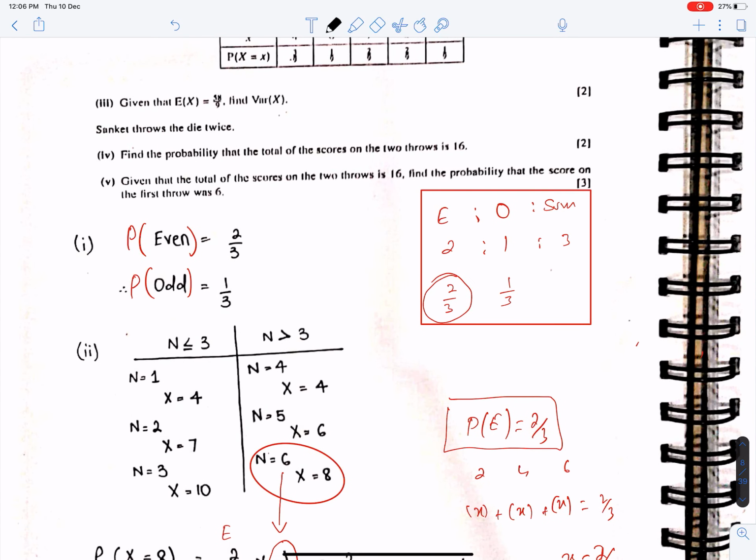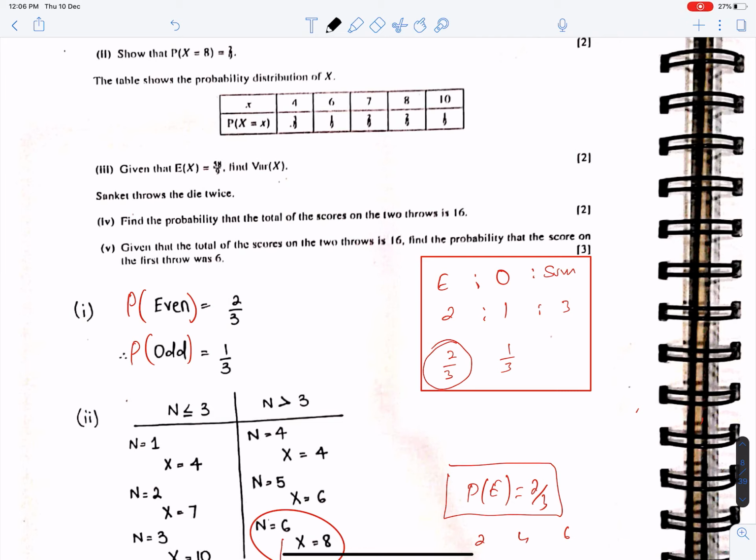Now before going on to part 4, we need to understand this concept. Sankit throws the die twice, meaning this is the one throw. So when he throws the die twice, then we can get these things. Like we will get these scores 4, 6, 7, 8, 10, for example, from this table. Find the probability that the total of the scores on the 2 throws is 16.